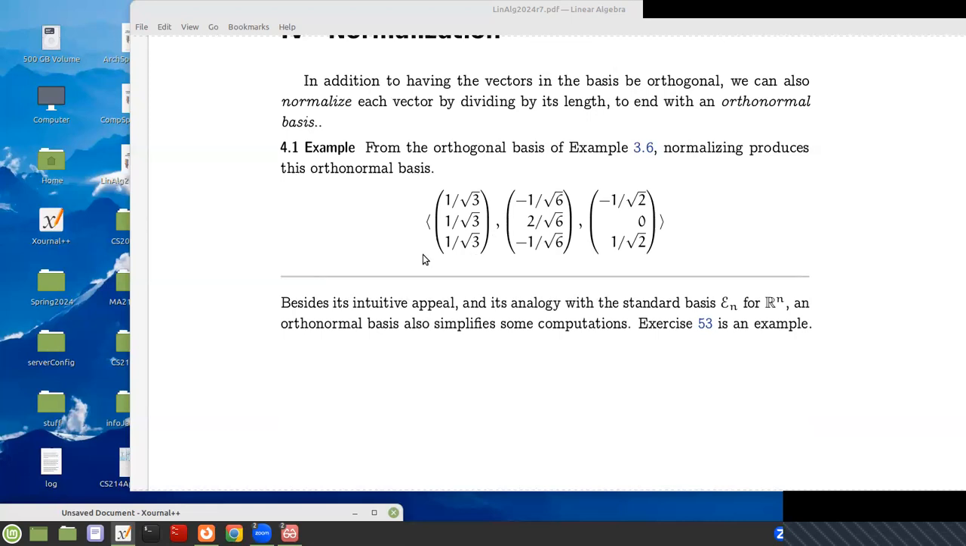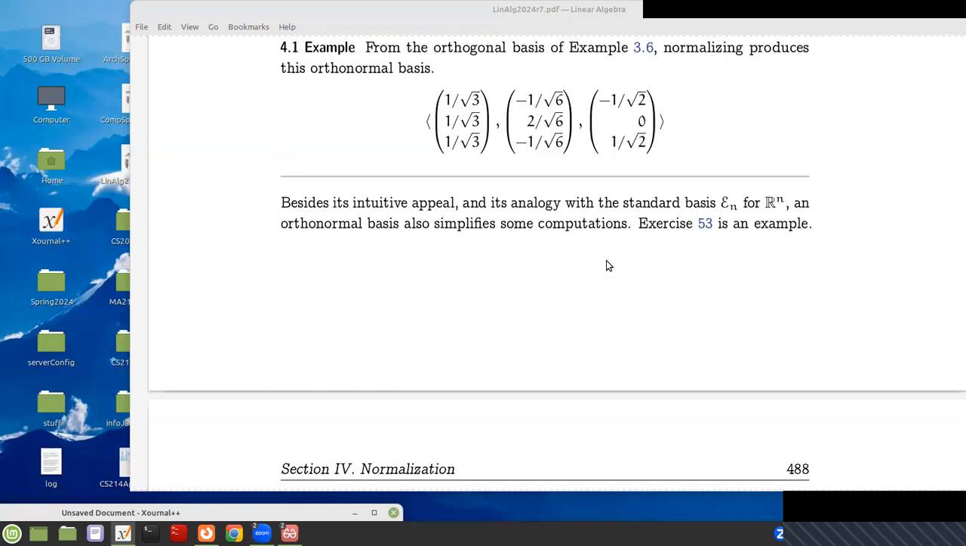If this was an orthonormal basis, you'd have to take the magnitude of each vector and see that it was 1, right? Here you'd see this was 1/3 plus 1/3 plus 1/3. This would be 1/6 plus 4/6 plus 1/6, which would be 1, and then this would be 1/2 plus 1/2. So they're all normalized. Then you'd have to do the first one dot the second one, the first one dot the third one, and the second one dot the third one. There's no easy check. You just have to check everything. Okay.